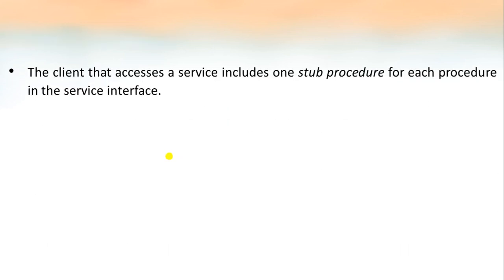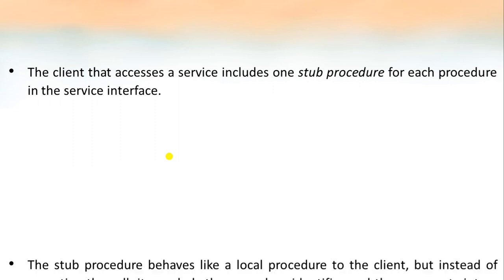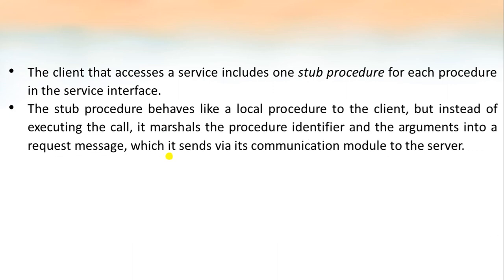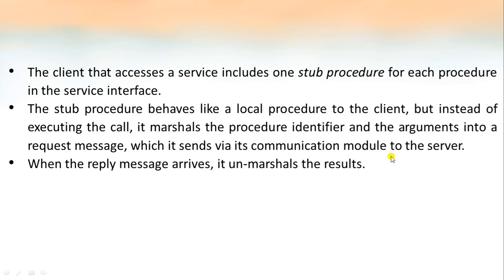These are the points that we have discussed. The client that accesses a service will include one stub procedure for each procedure in the service interface. Then the stub procedure will marshal the procedure identifier and arguments into a request message and will send it to the communication module to the server. Similarly, when the reply message arrives, the client stub procedure will unmarshal the result.